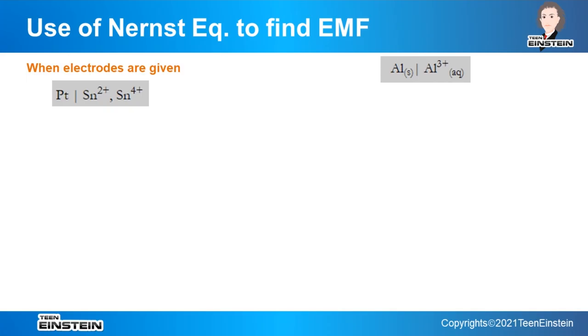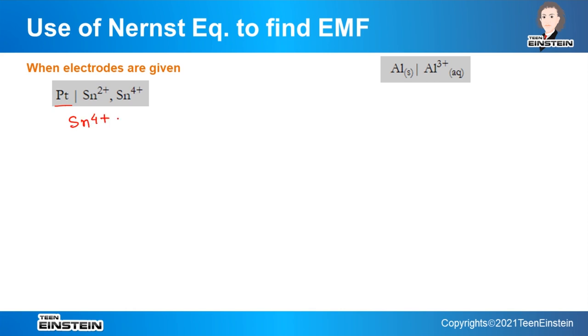Use of Nernst equation to find EMF. So when electrodes are given, here we have two systems. The first one is the platinum electrode and Sn2+/Sn4+ system. Whether it is anode or cathode, irrespective of that, we will always write the equation in terms of reduction.